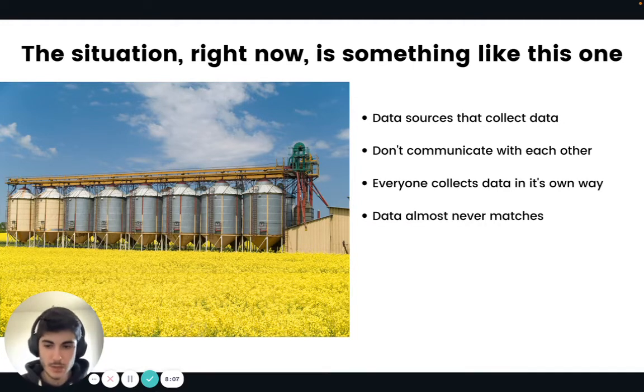And data almost never matches. And this is a hard topic. If you want to see how your business is doing, you need to have everything match together well. If you have a discrepancy, it means that something is not good. Something is not tracked well.